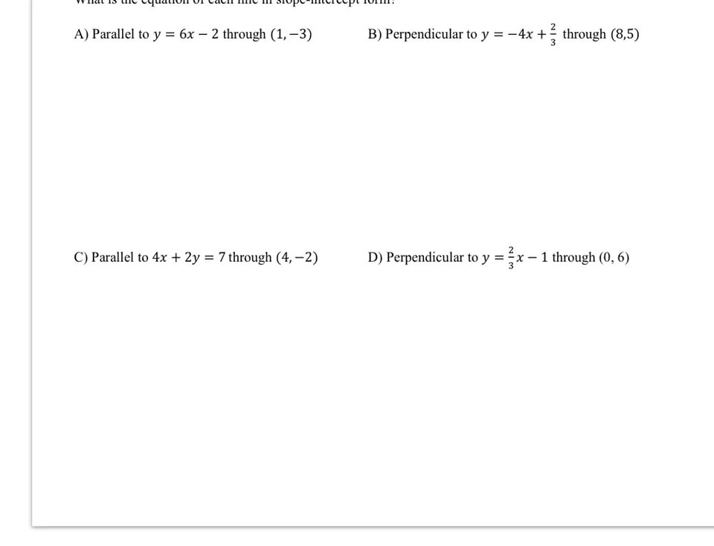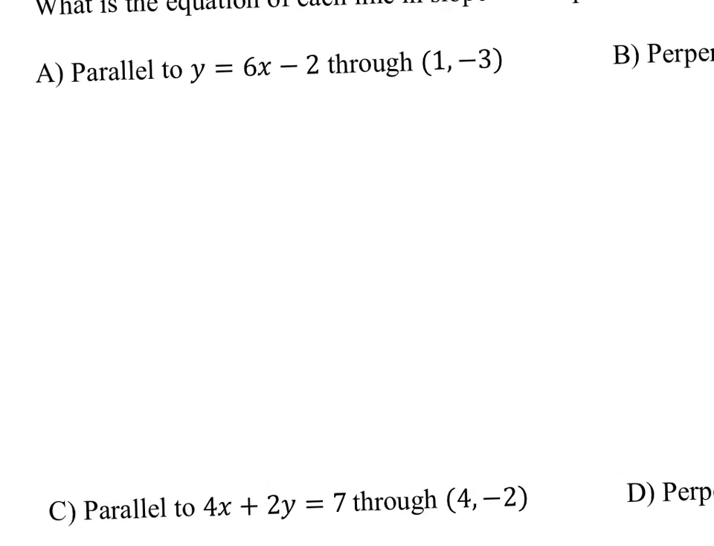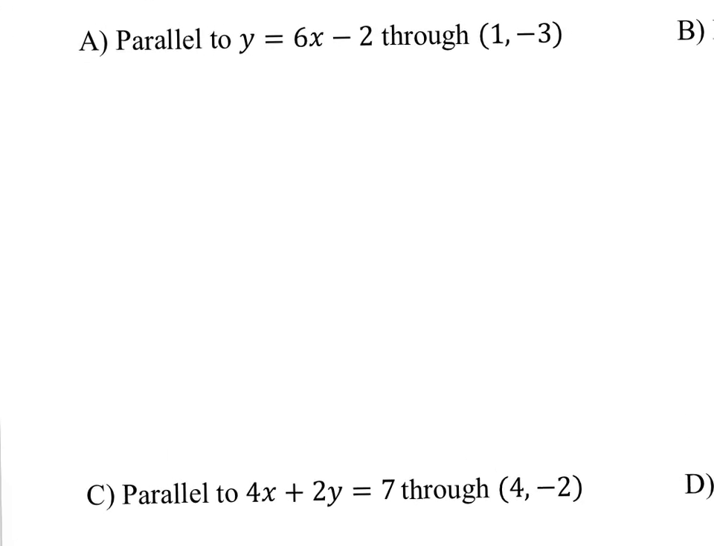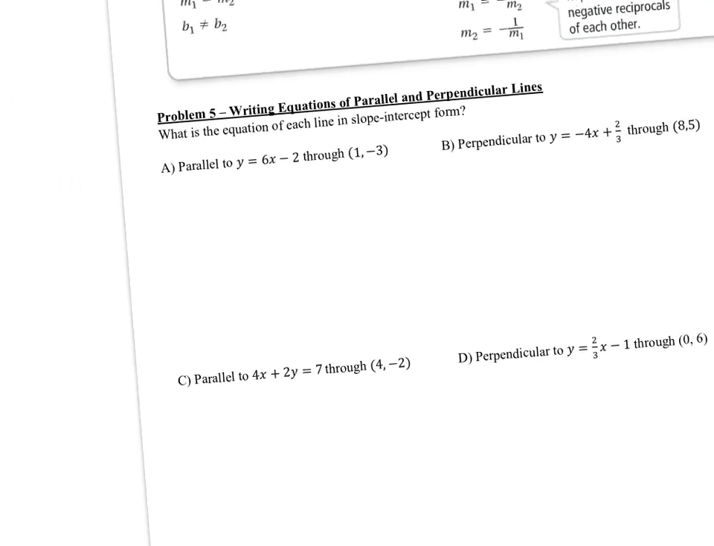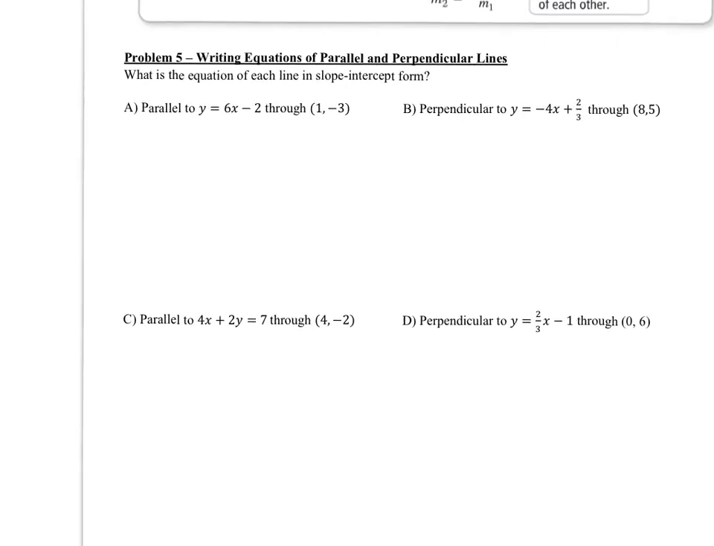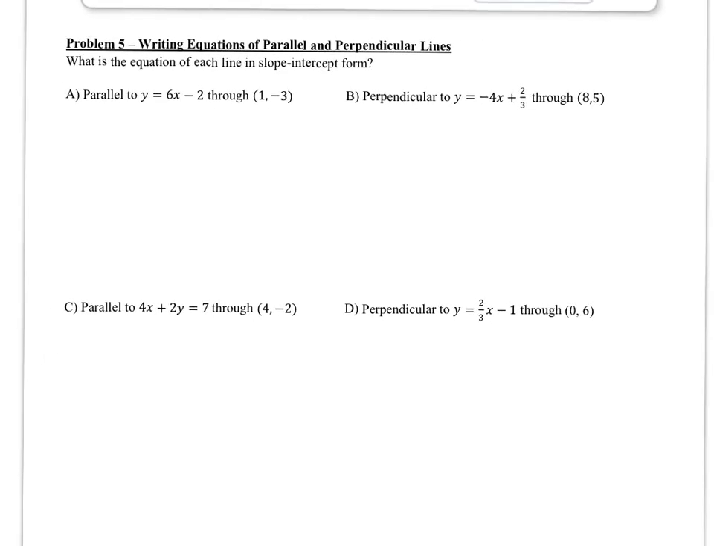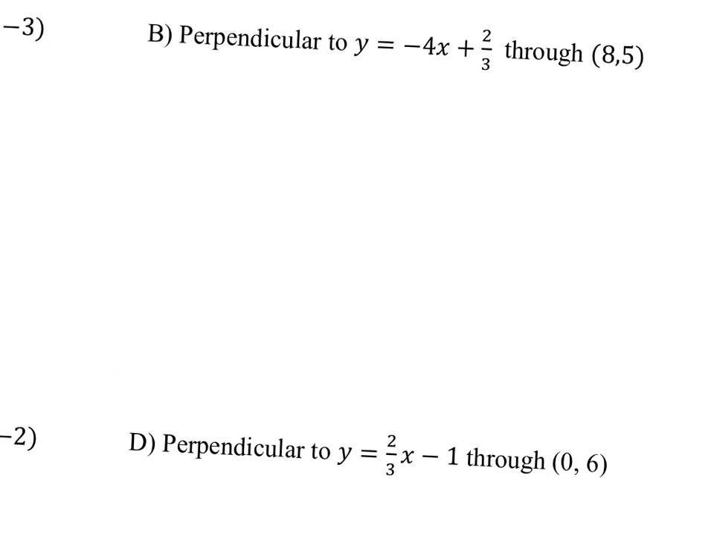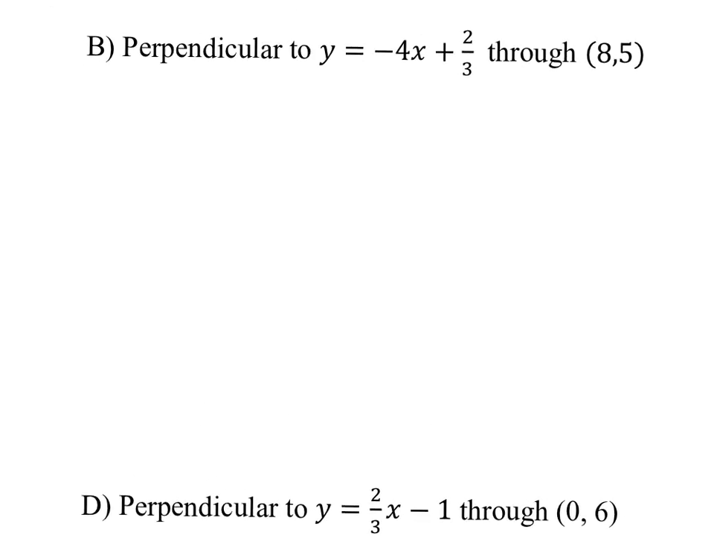I'm going to do A and B. You're going to do C and D. It's going to be a great time. So first thing is, actually, because A and B are easier, I'm going to do B and C. So first, I'm doing perpendicular.